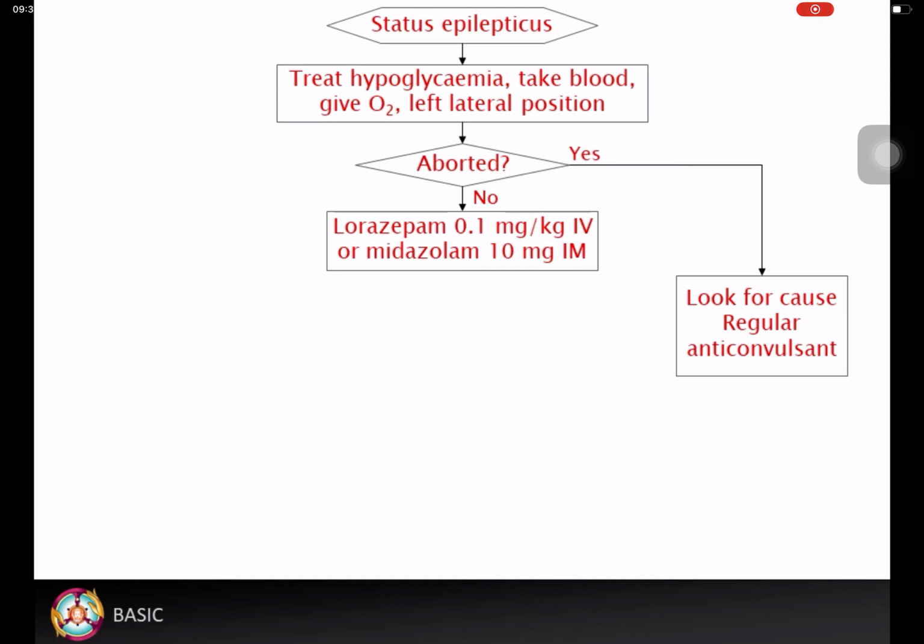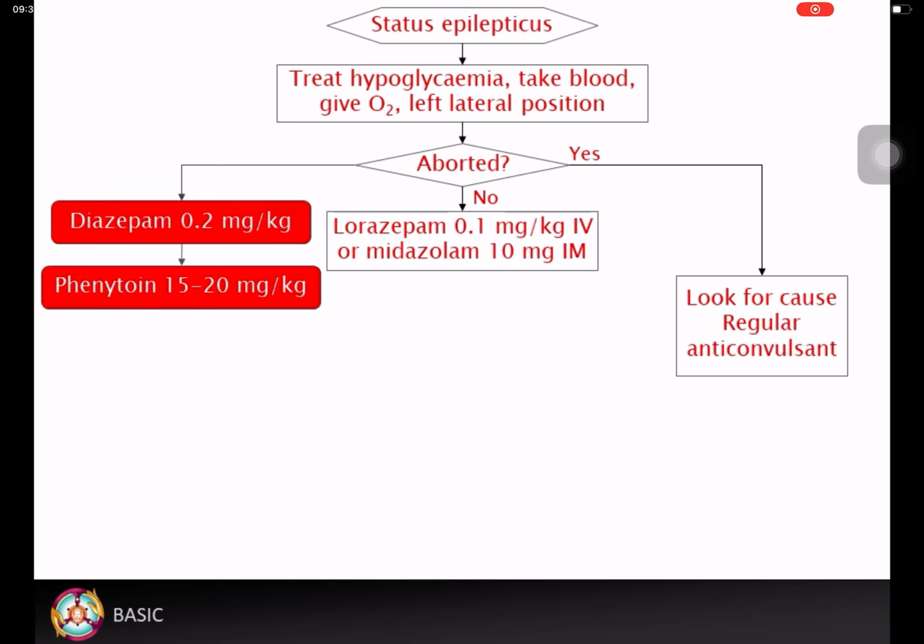If not, give lorazepam 0.1 milligrams per kilogram IV if the patient has IV access. Otherwise, give midazolam 10 milligrams IM. Lorazepam is more effective and has a longer duration of action than diazepam. If neither lorazepam or midazolam are available, give diazepam 0.2 milligrams per kilogram and then give phenytoin 15 to 20 milligrams per kilogram without waiting for any further fits, as the probability of further fits is high.